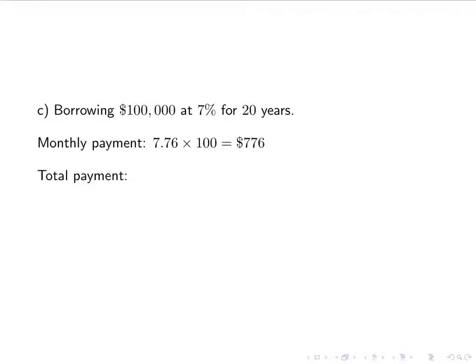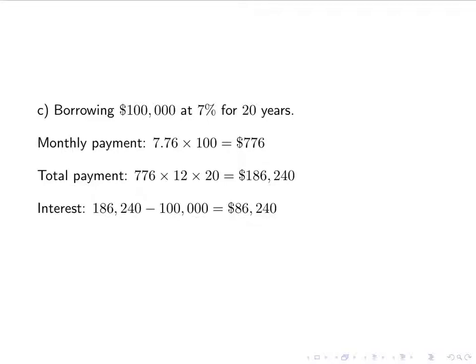To find the total payment, again, we'll multiply it by 12 and then multiply it by 20. So 776 times 12 times 20 gives us $186,240. The interest, $86,240. So that's not too bad. It's less than the amount we borrowed. So that's pretty good. 7% is a fairly decent percentage, and 20 years isn't that long for a mortgage.